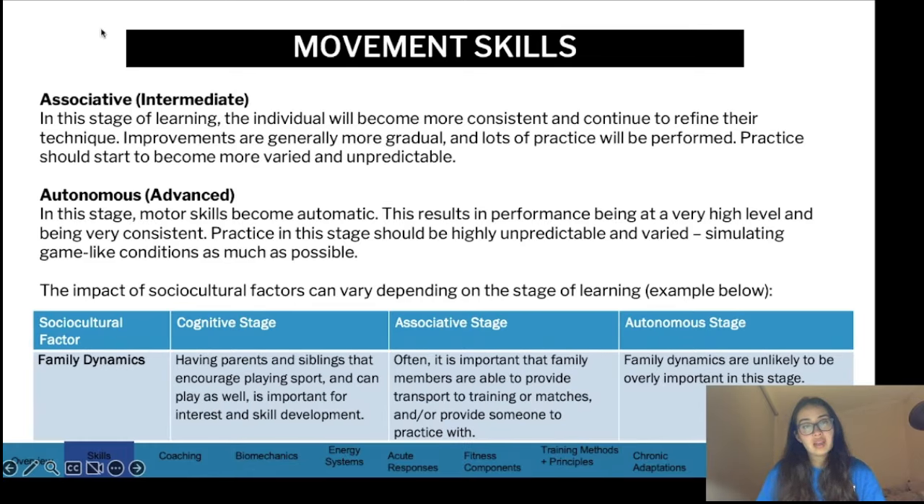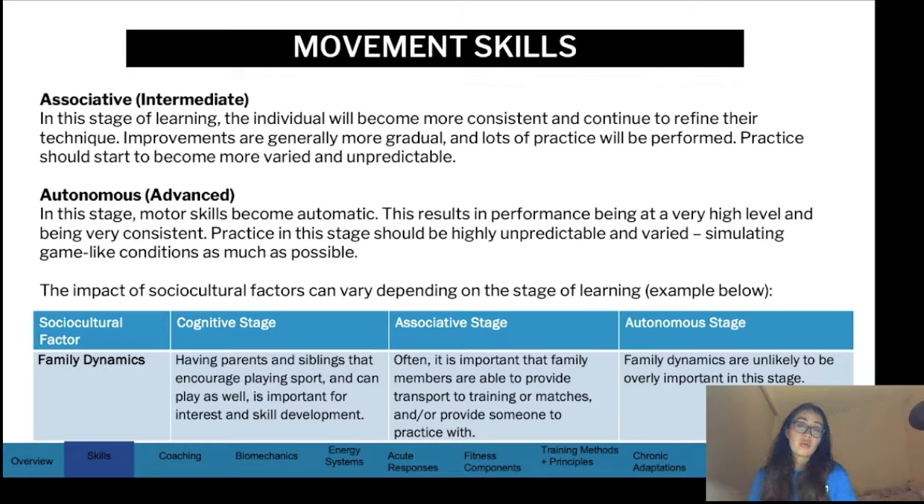Just firstly, before we get into that, the associative stage of learning is kind of like the intermediate stage. In this stage, the individual becomes more consistent and continues to refine their technique. Movements are generally more gradual, and lots of practice will be performed. So they're getting better. They're in the middle stage. They're like, yes, I sort of know what I'm doing, but I'm not really an expert.